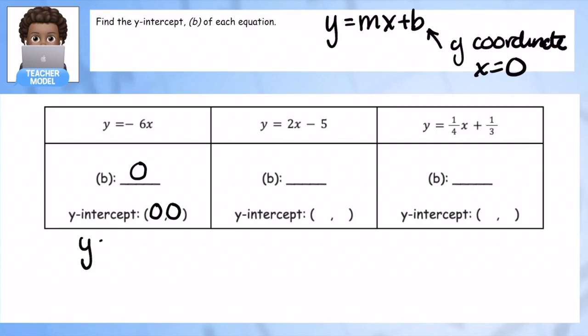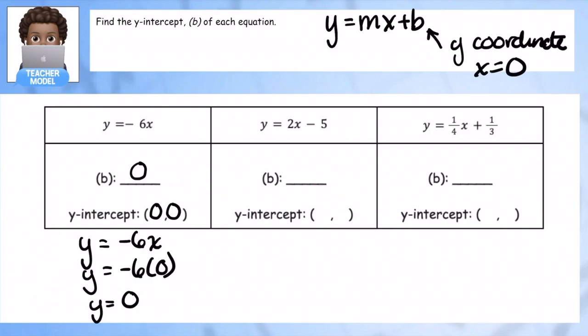Let's prove it algebraically. Let's see, -6 times 0. All right, we can do that. -6 times 0 is just 0. So when x is 0, y is 0. We've proven our point. Let's look at the next one.